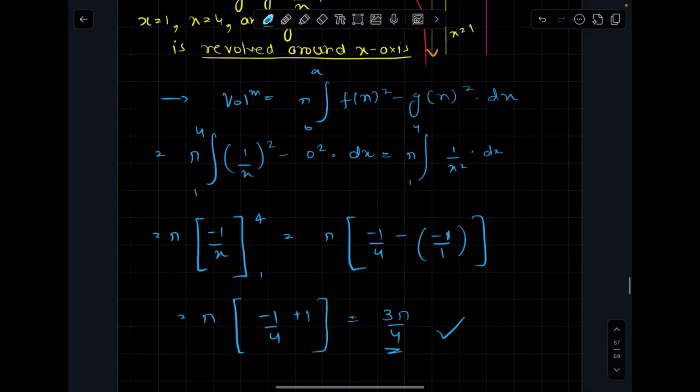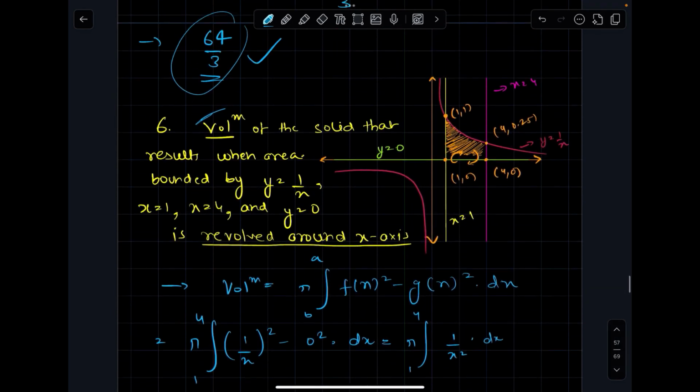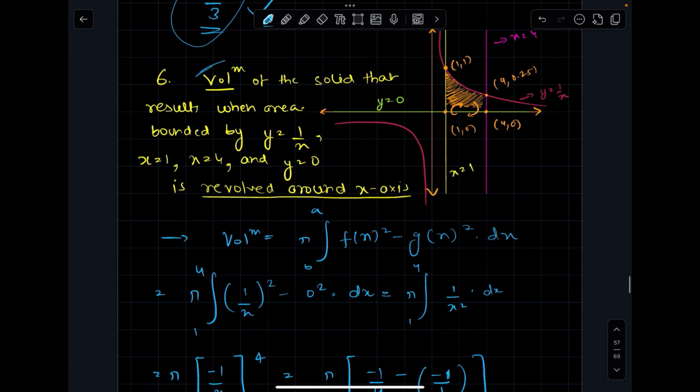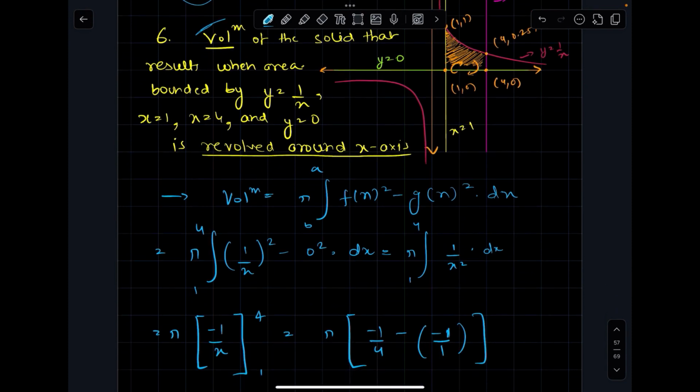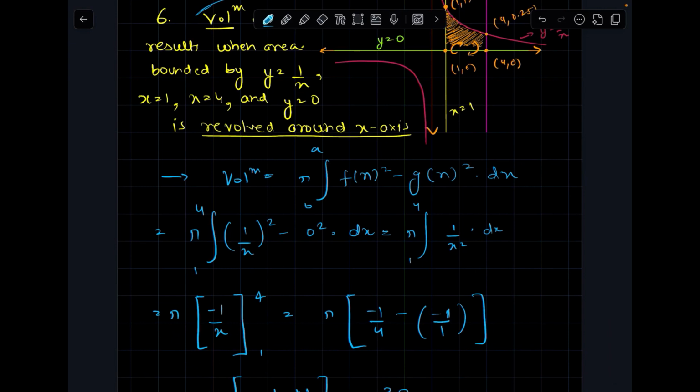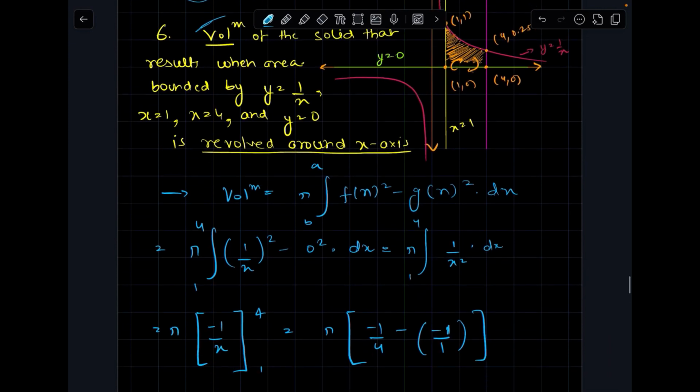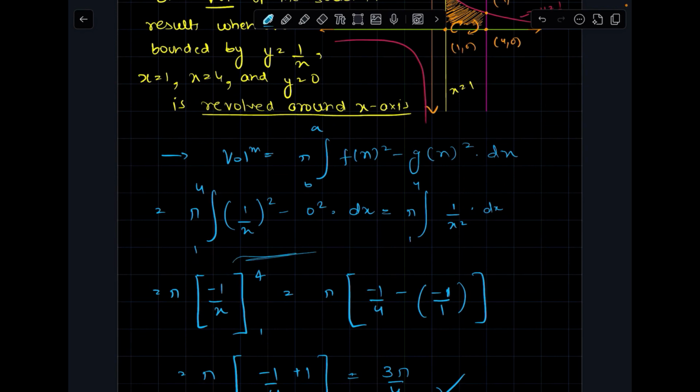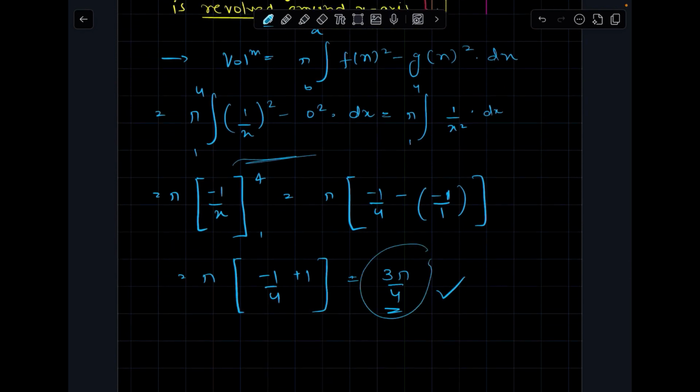And of course, this time I have integrated it with respect to x only. And if you have integrated it with respect to y, the answer will of course be the same. But if you have integrated with respect to x, which is a bit easier in my opinion, this is how your integral should turn out, and your answer should be, of course, 3 by 4.